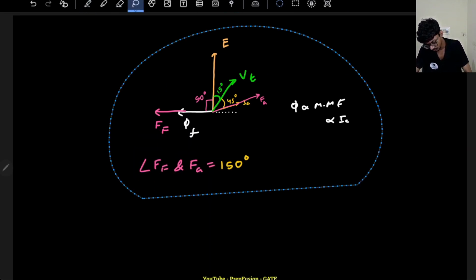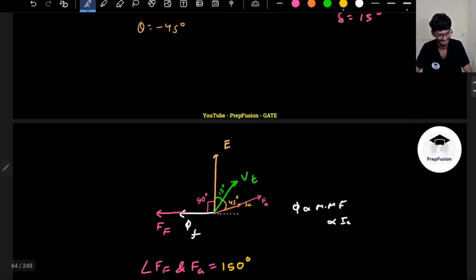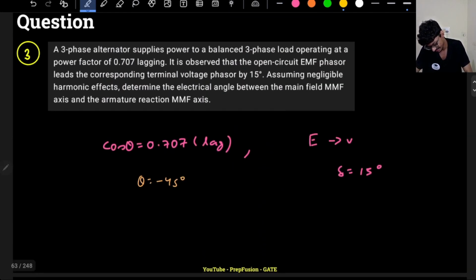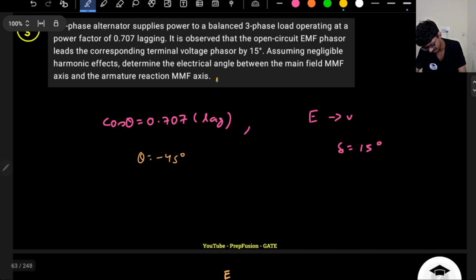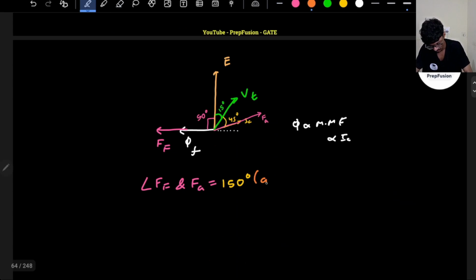Okay, so this is the angle that they are asking. This is the answer. They are asking in electrical angle; they should have mentioned in degrees actually. In degrees, this will be the angle. 150 degrees will be the answer.